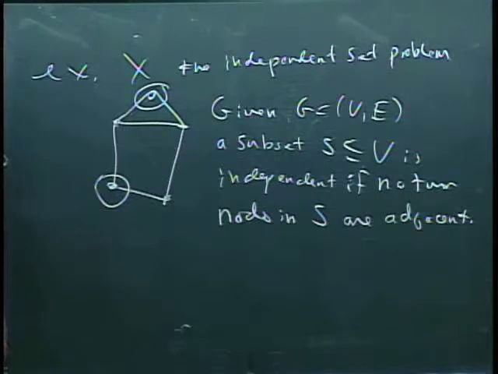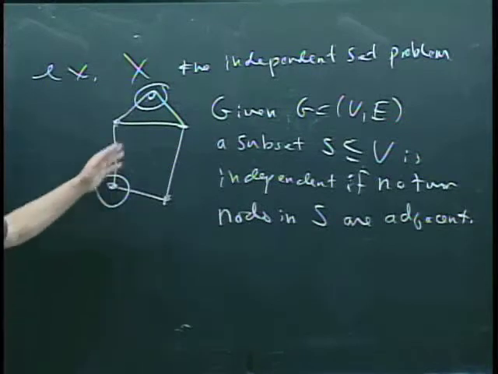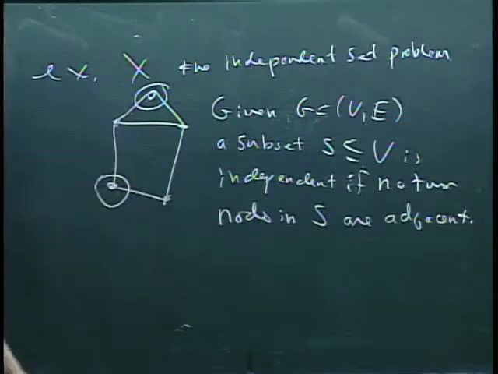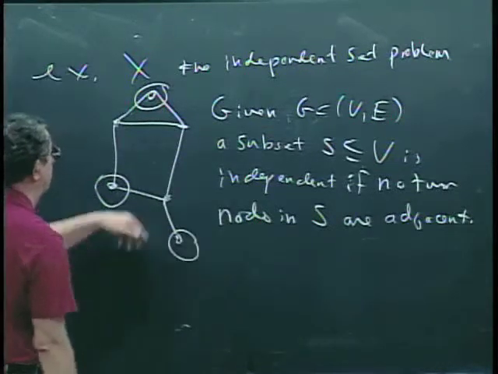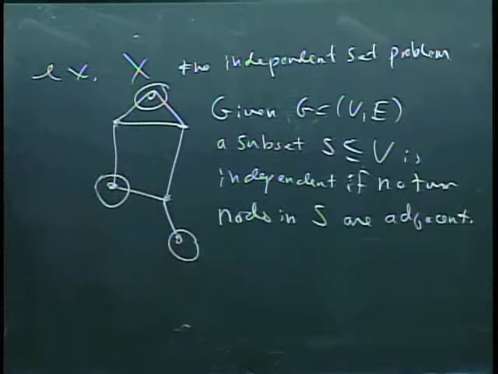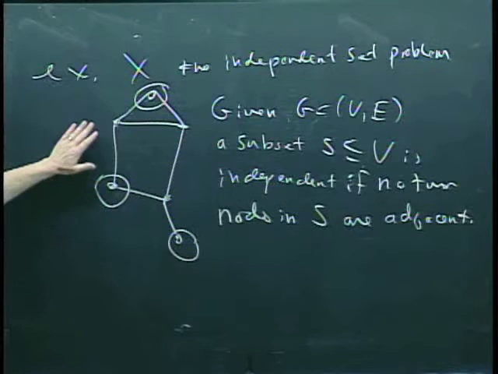Just looking at this, let's say here and here, those are two nodes that form an independent set. Is there an independent set here of size 3? Anybody see one? I don't think so. So I think 2 is the largest independent set in this graph. Now, if we had another node out here, then we could put that in, and then we'd have 3. So that's the maximum independent set problem.